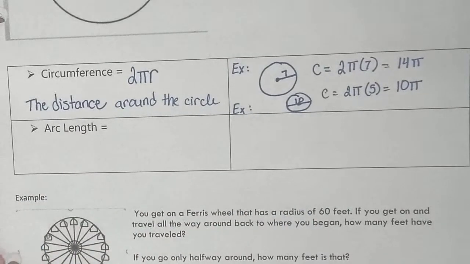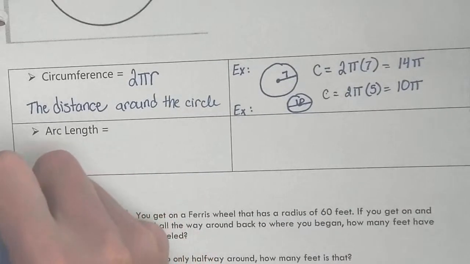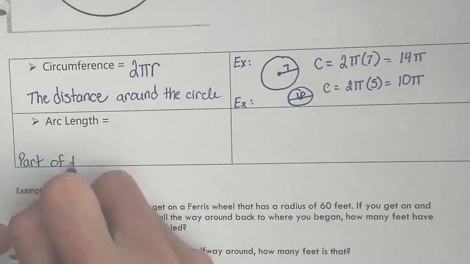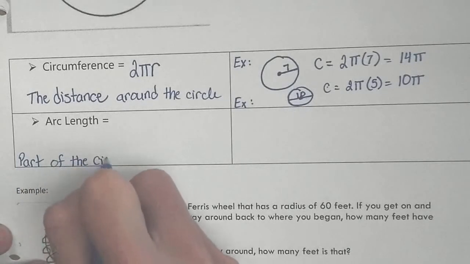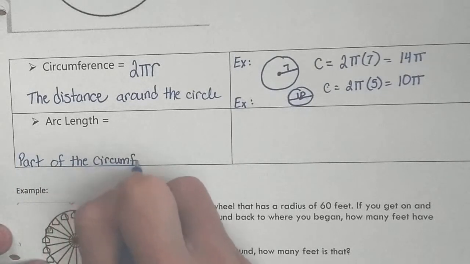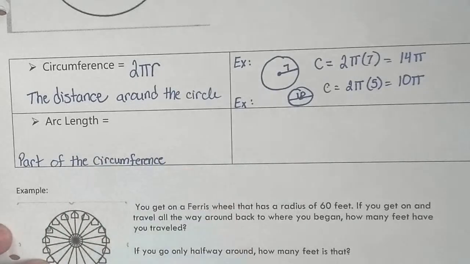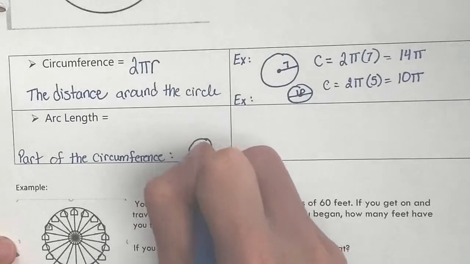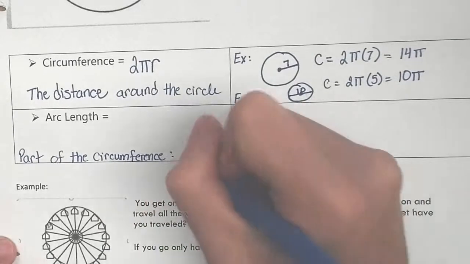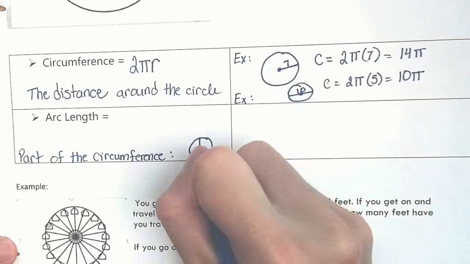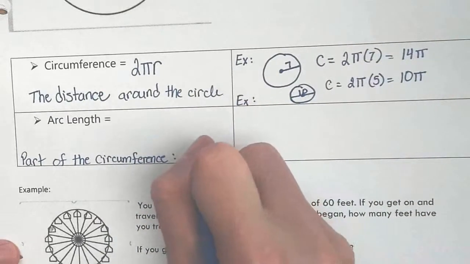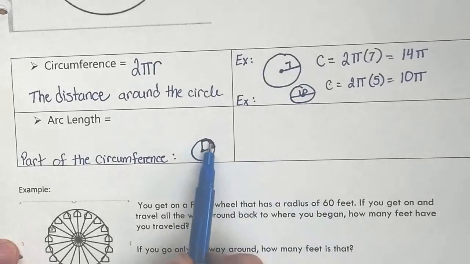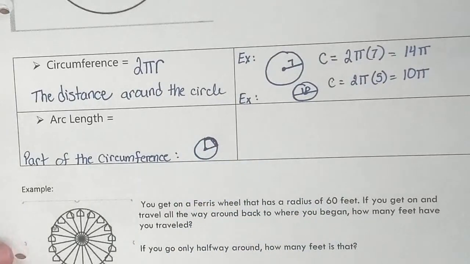Okay, arc length. Arc length is part of the circumference. So I'm going to write that down here at the bottom. It's just part of the circumference. So what I mean by that is if we have a circle and we have just a slice of that circle, we could find right here that I've made a little bit darker, that arc length. It's just part of the circumference.